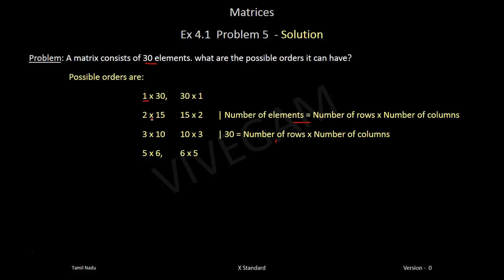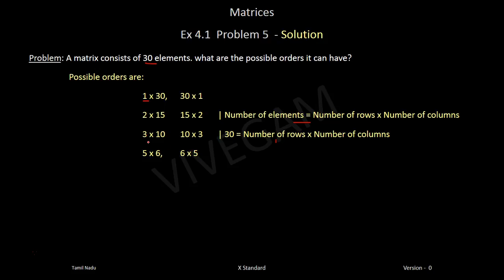Now let's increase the number of rows from 2 to 3. So the number of columns will be 30, the total number of elements, divided by the number of rows, that is 30 divided by 3, that is 10. 10 is a whole number, so it is possible. So 3 by 10, and the inverse of that is 10 by 3.